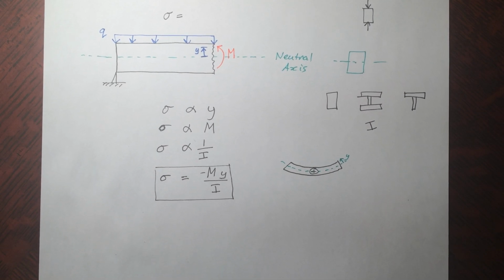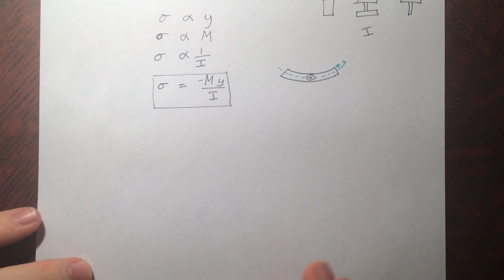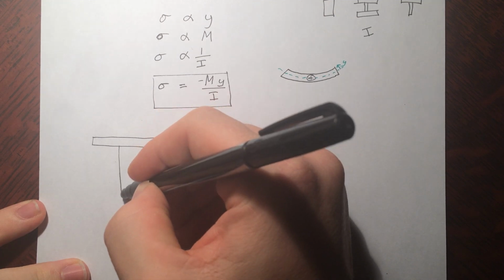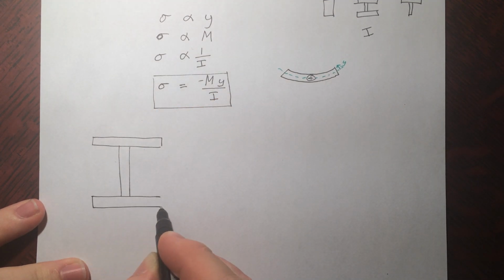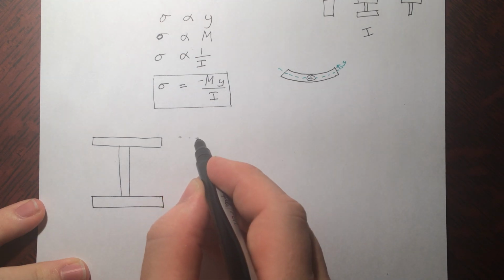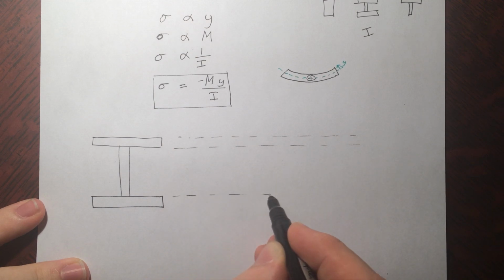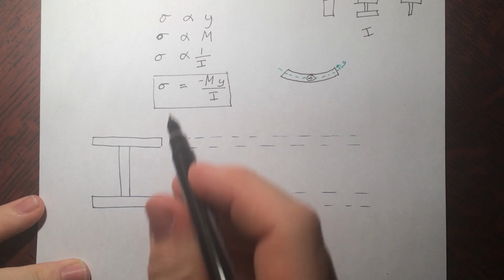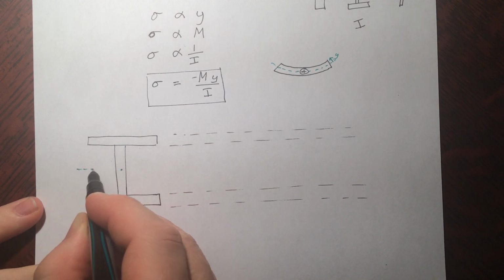Alright, so what's the distribution then of this stress in a beam? Let's get ourselves a profile of an I-beam. Now where's the neutral axis of this? Because y is measured off the neutral axis. In our case, the neutral axis is going to be right through the centroid.